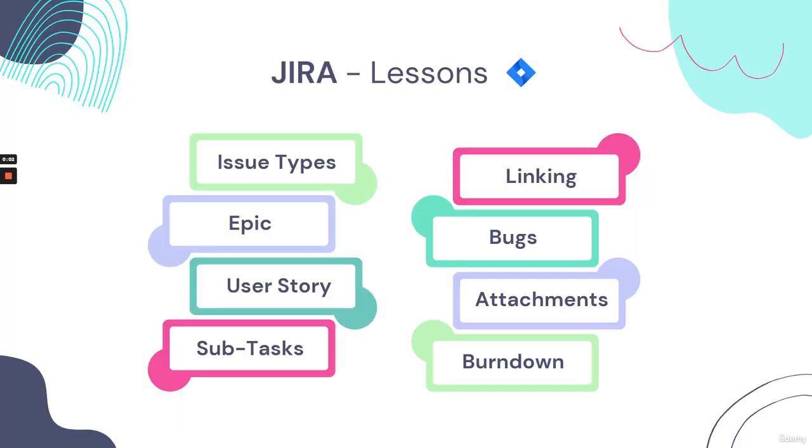Here are the lessons or special topics we'll be covering on the JIRA platform using our Agile Scrum template. We'll be going through several of these topics in detail with examples and sample data. We'll first start with our issue types, then move on to our epic, then move on to our user stories, subtasks, linking test cases and user stories and issues together, bugs and bug reporting, attachments and documents as well as reference links, and burndown charts and reporting in JIRA.